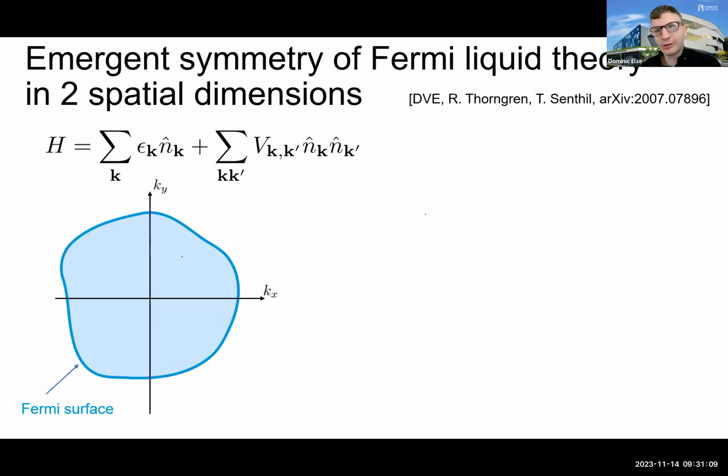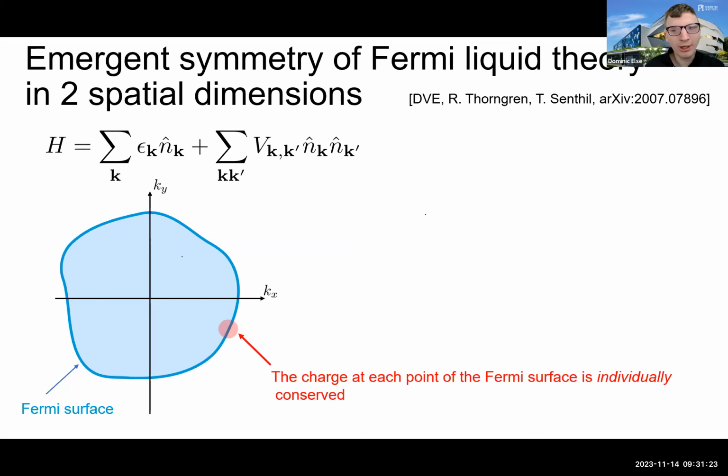And so it's a similar story in higher dimensions. So let's consider a Fermi liquid in 2 spatial dimensions. This is the Hamiltonian I wrote down for the RG fixed point. And this fixed point Hamiltonian has a property that the charge at each point on the Fermi surface is individually conserved. So this is very many conserved quantities, actually. It's infinitely many conserved quantities.